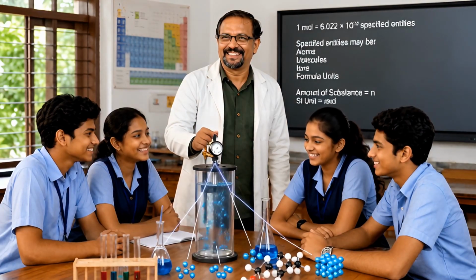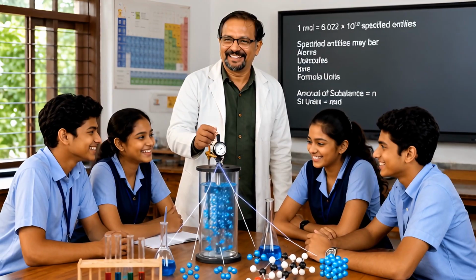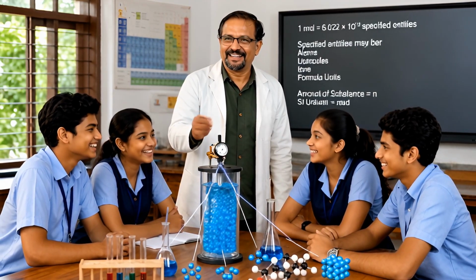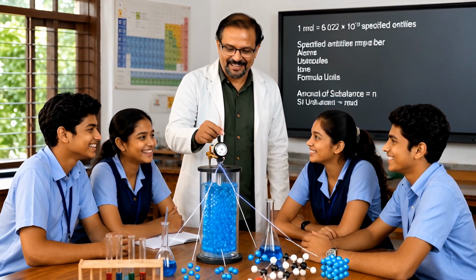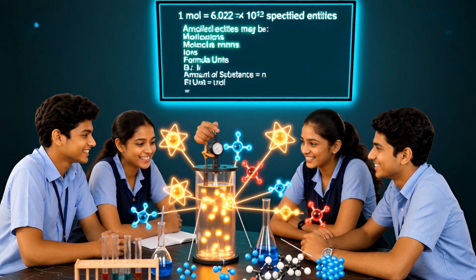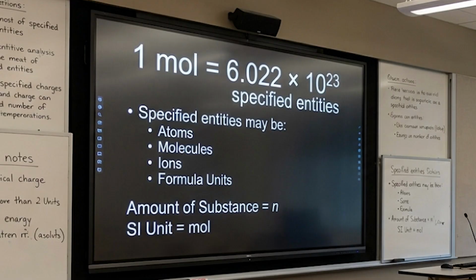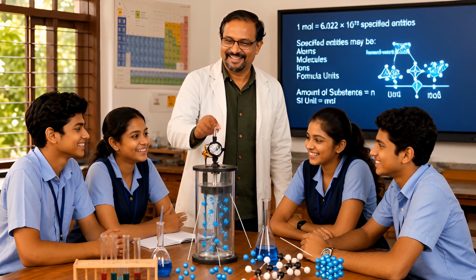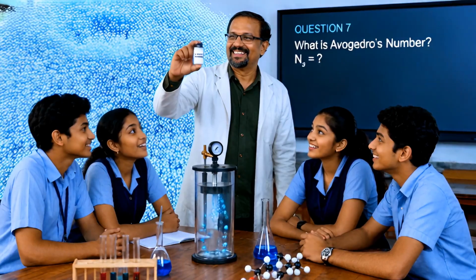Answer: the mole is a concept used to represent very small atoms, molecules, ions, and formula units in large groups, and to express the amount of a substance clearly. 1 mole means a fixed number of particles. These particles may be atoms, molecules, ions. Seventh question: what is Avogadro number?